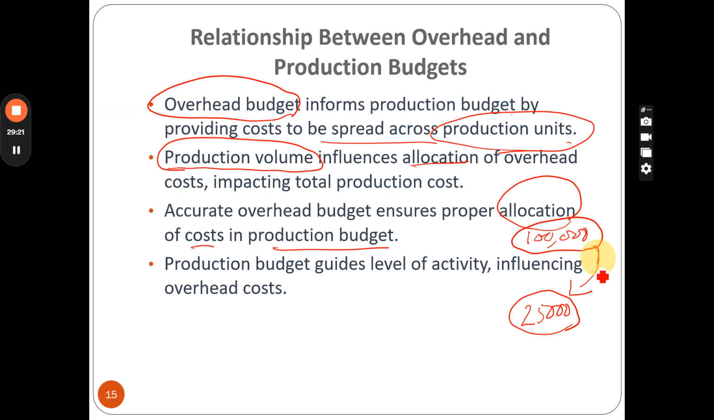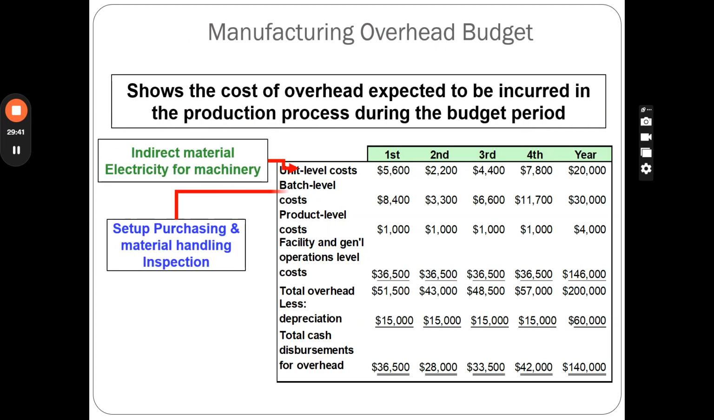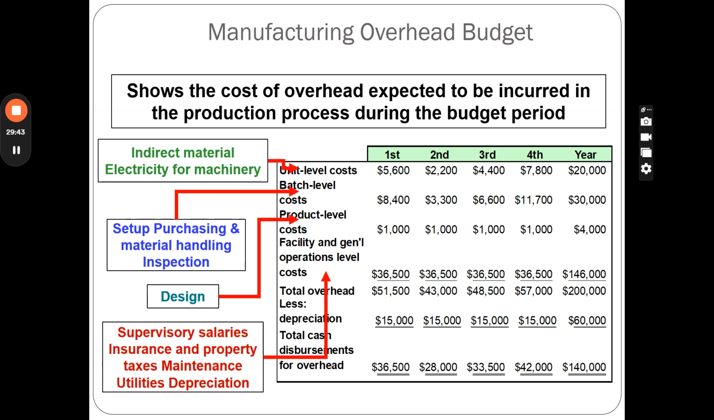So these are actually complementing each other. This $100,000 of overhead is going to be spread between 25,000 units. So we need to know how many units you are going to produce and how much the overhead is going to be. So again, both of these budgets are interrelated. So this way you will prepare an overhead budget. This shows the cost of overhead expected to be incurred in the production process during the budget period. So how much overhead is expected to be incurred?